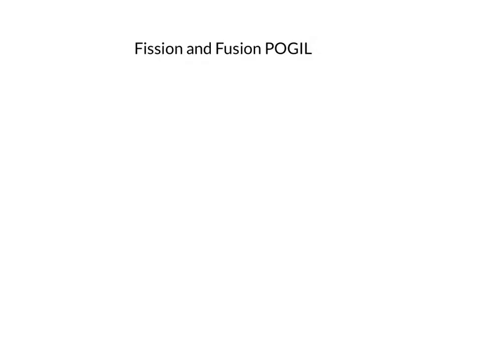Okay, we are now going to go through the fission and fusion POGIL. What I would like you to start with, read through the first 2 pages of the POGIL, look at the models, and then attempt the problems on page 3, 1 through 6 first, and then come back to this video and we'll watch the answers.